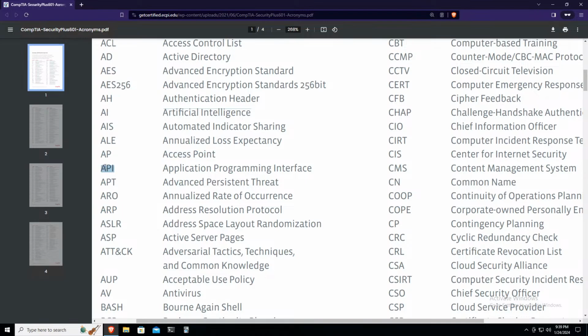API, application programming interface. The two big ones here are REST API and SOAP API. REST is the more popular variant, but SOAP is a close follower.